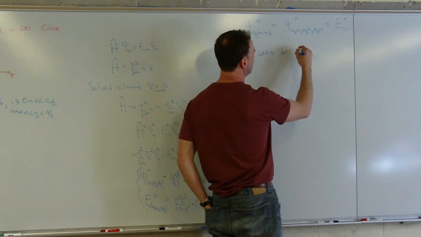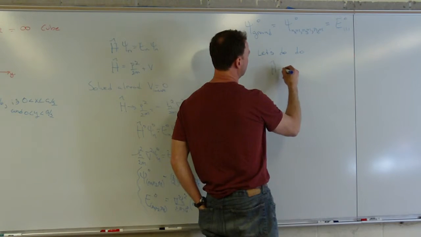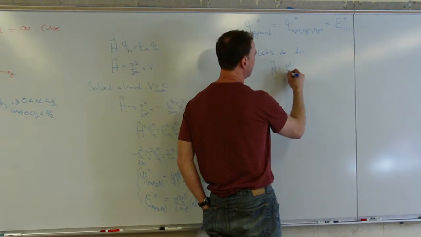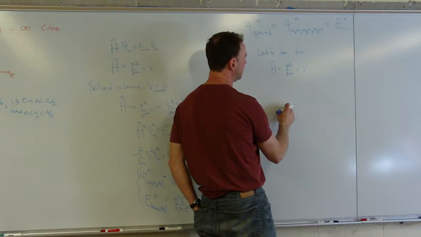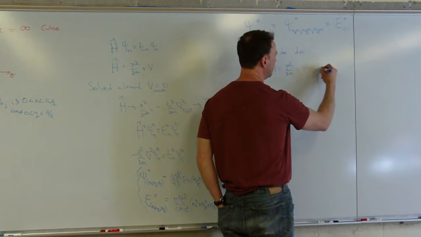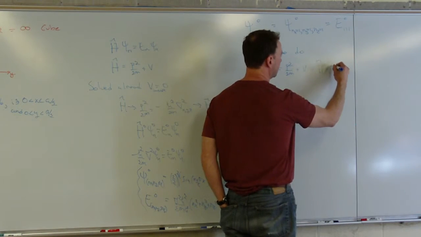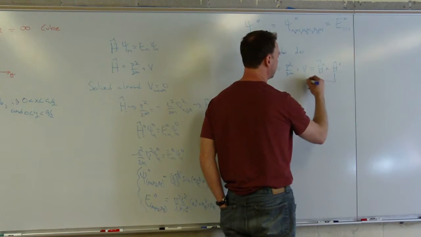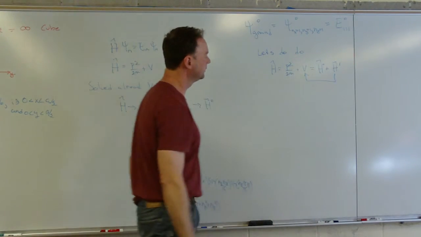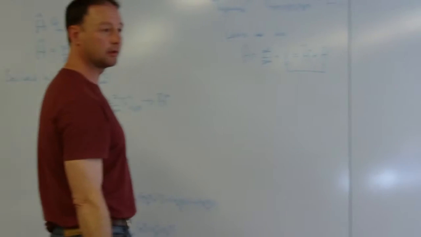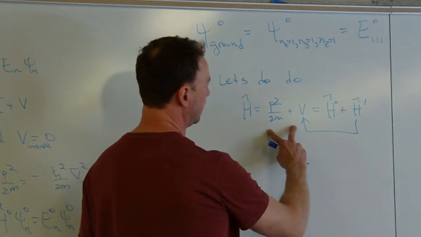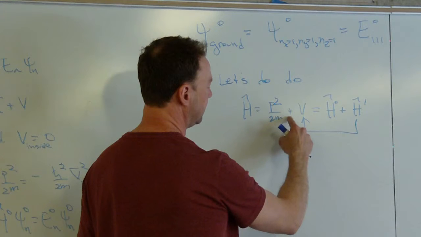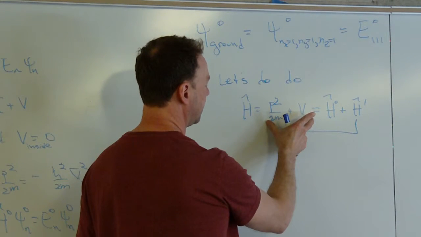do the problem we want. Let's do H equals p squared over 2m plus V. All right, and so what we're going to do is let's have this equal to H0 plus H prime, and so we're going to treat the potential as a perturbation. Right? So what we're now going to say is, look, this is a harder problem to solve, p squared over 2m plus V. It's a very difficult problem.